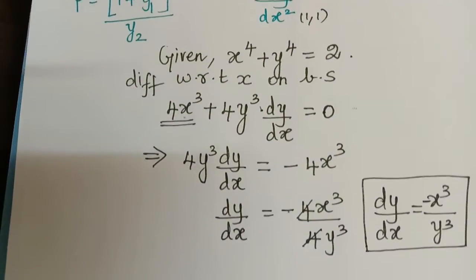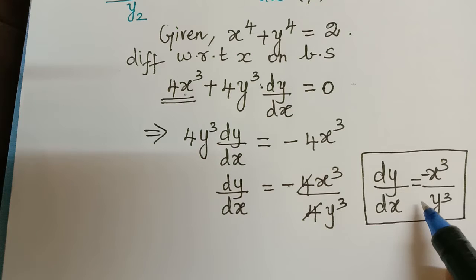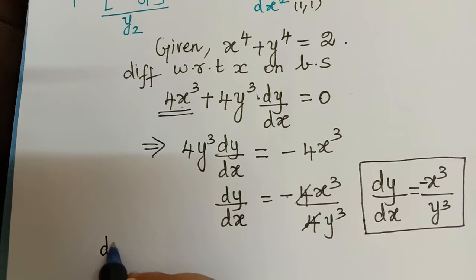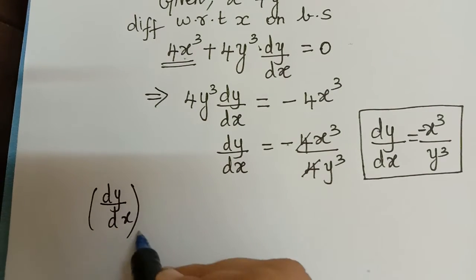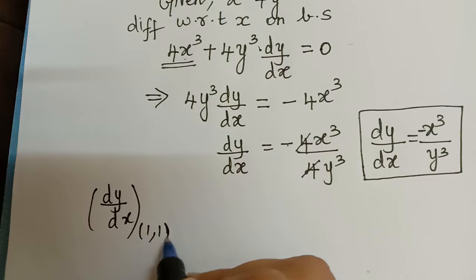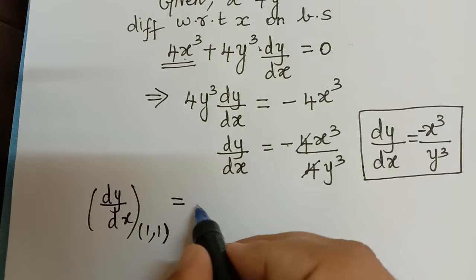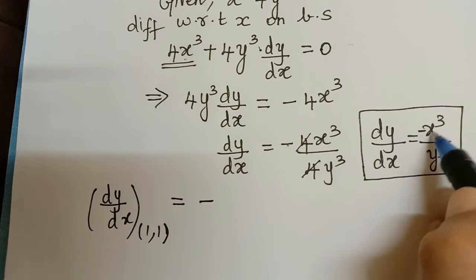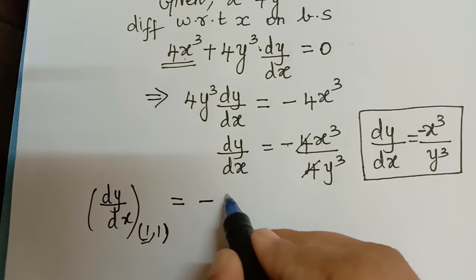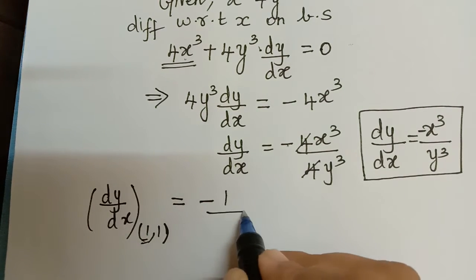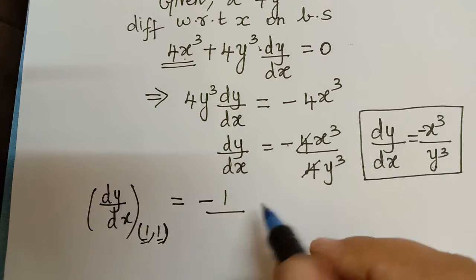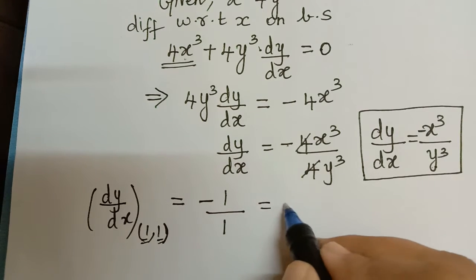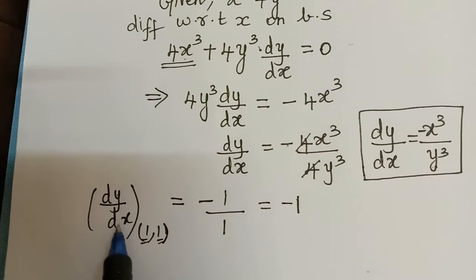So now if you see here, dy by dx we have evaluated. Now we have to find dy by dx at the point (1, 1). So at this coordinate it will be equal to minus, at the place of x we replace it by 1. So 1 cube is 1 only, divided by, at the place of y we replace by 1, so 1 cube is also 1 only. So this will be equal to minus 1. So dy by dx at the point (1, 1) is minus 1.